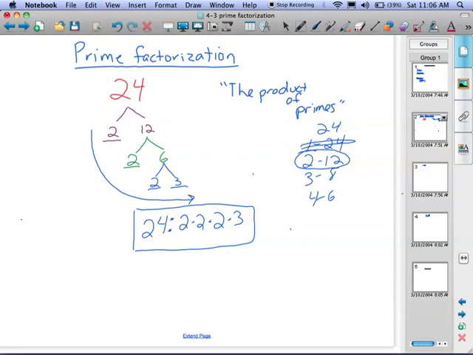One other thing that you can do today, because it is an extension of what we did yesterday, is we can rewrite 24 in exponential form. There are 3 2's. 2 to the third power times 3 to the first power. You don't need to write the 1 with the 3. It doesn't hurt.